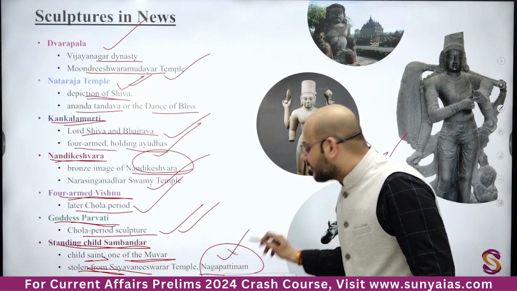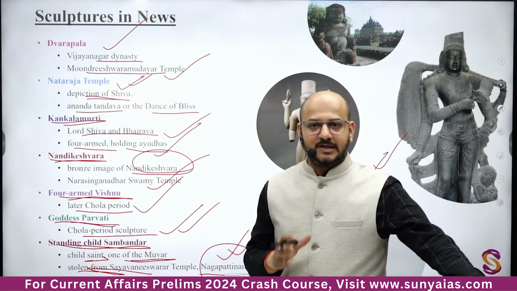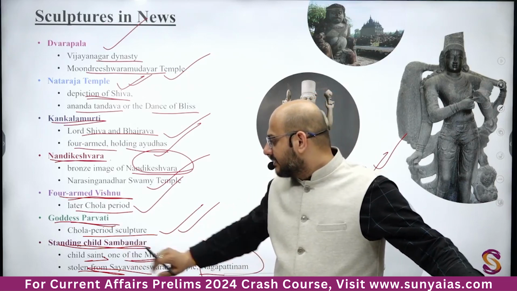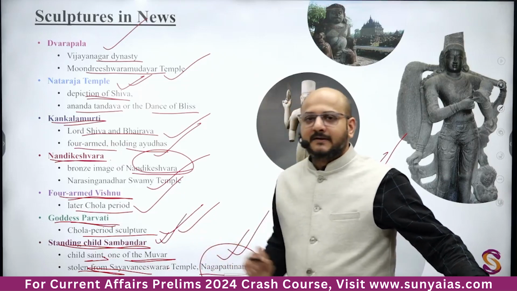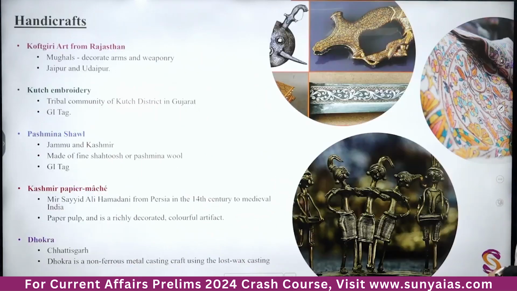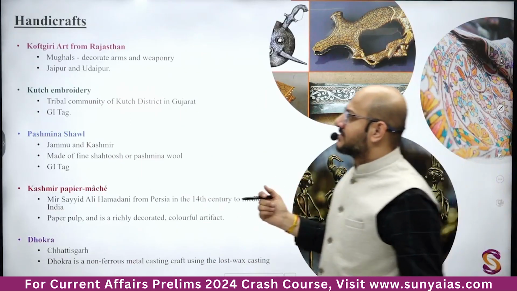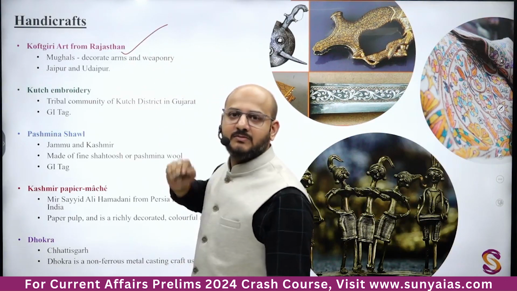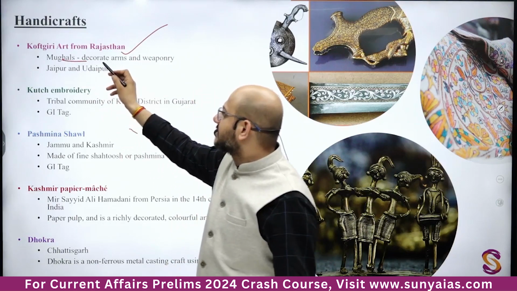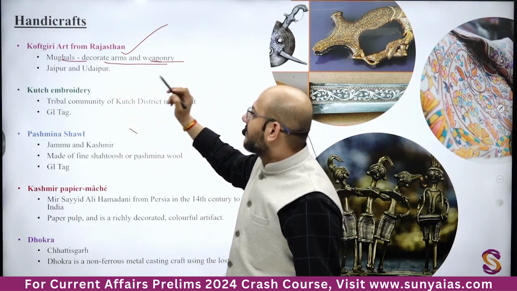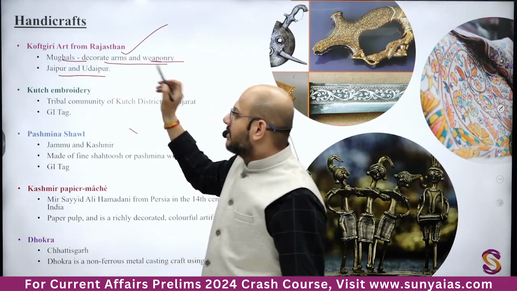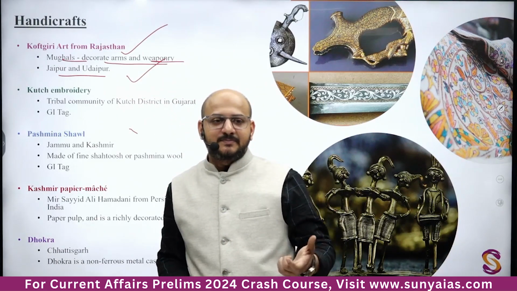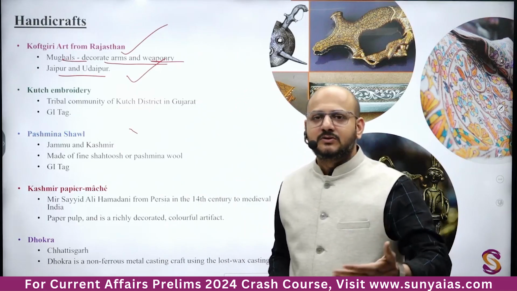So Nagapattinam style of temples had been very famous. In your ancient history, you would be reading about it. So standing child Samandar, that had been in the news. Certain handicrafts, Koftgari art from Rajasthan. From the Mughal times it is famous. Decorated arms and weaponry, Jaipur and Udaipur. Kishangarh painting they have asked, है ना? Kishangarh painting. So match the column. Paintings also they are asking.